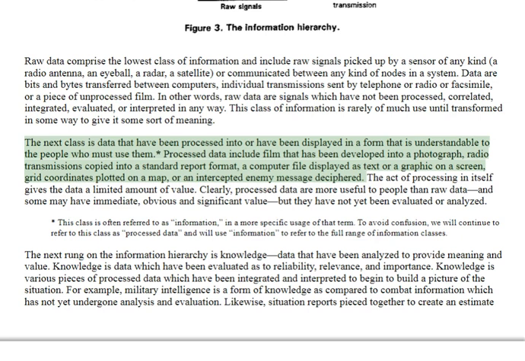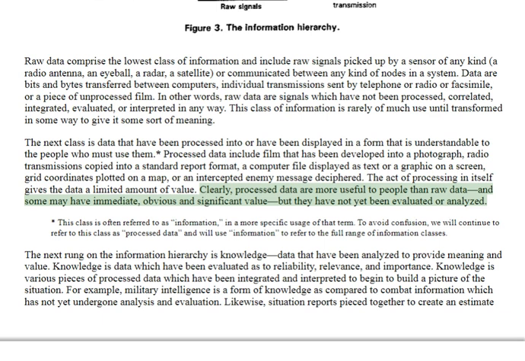Processed data include film that has been developed into a photograph, radio transmissions copied into a standard report format, a computer file displayed as text or a graphic on a screen, grid coordinates plotted on a map, or an intercepted enemy message deciphered. The act of processing in itself gives the data a limited amount of value. Clearly, processed data are more useful to people than raw data.